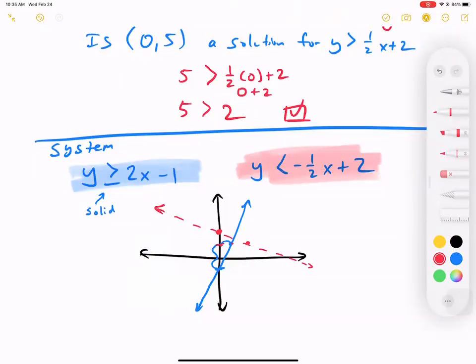I am now going to shade, and we're going to figure out at what region are they both cool with it. Okay, now at what region do they both agree?